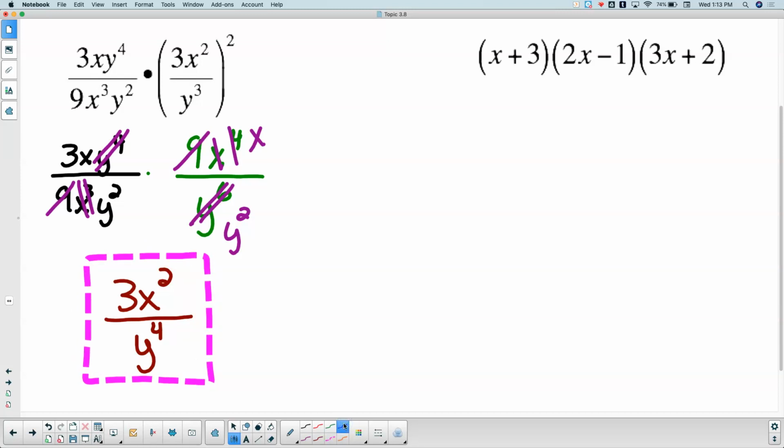Over here on this one, we're going to save the x plus 3 to multiply in a second. But what this one, these two multiplied together get me 6x squared plus 2x minus 3x is plus x, and then minus 2.